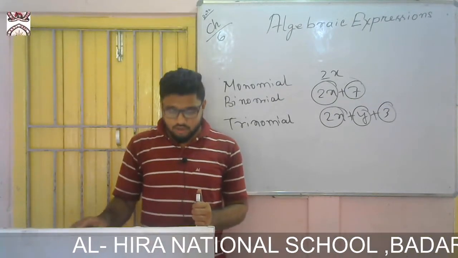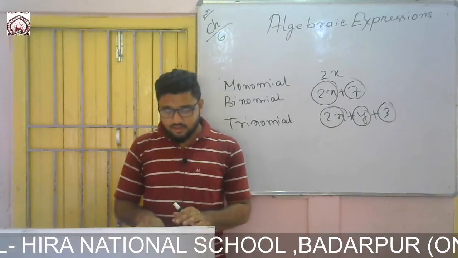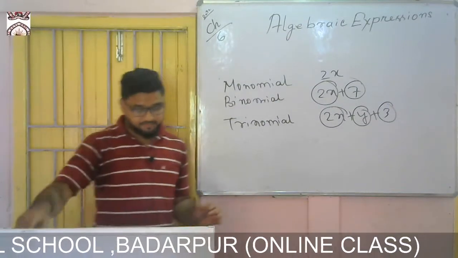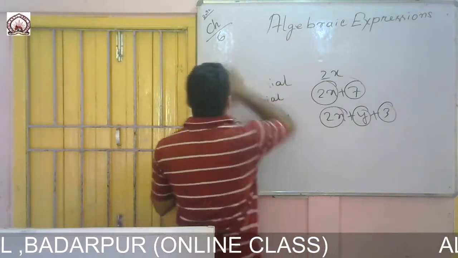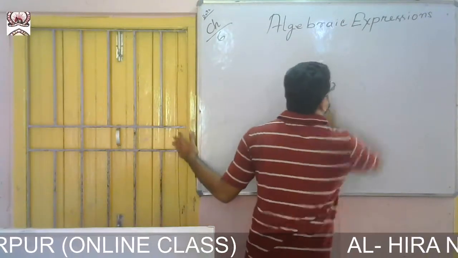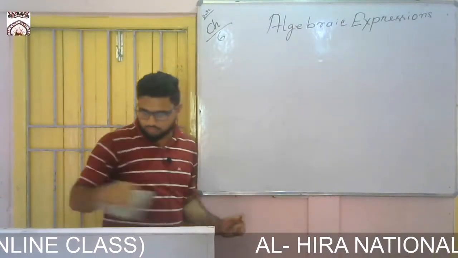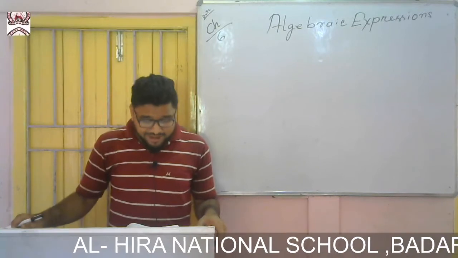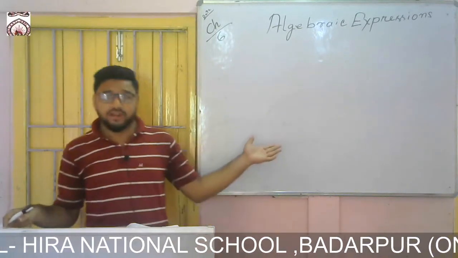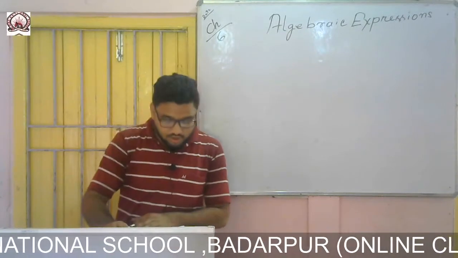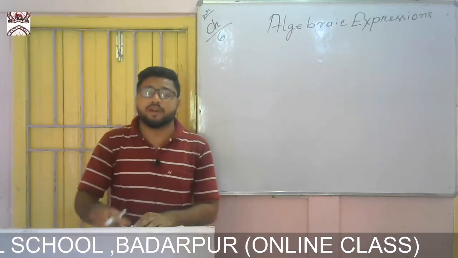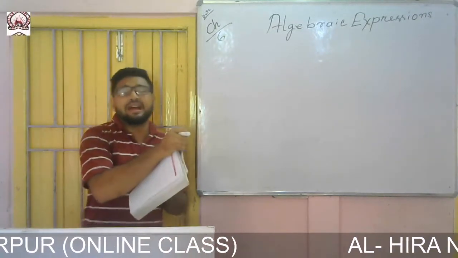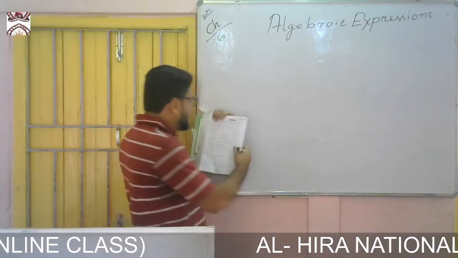Now let us solve the exercise. Come to exercise 6a, that is page number 96, exercise 6a. See the first question. Identify monomials, binomials and trinomials from the following expressions. Just what I discussed. Now we need to solve that one. You have to see which one is binomial, which one is trinomial, which one is monomial. The expressions are given in your book.